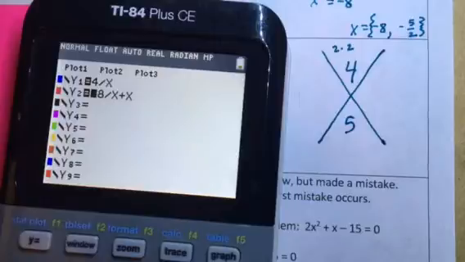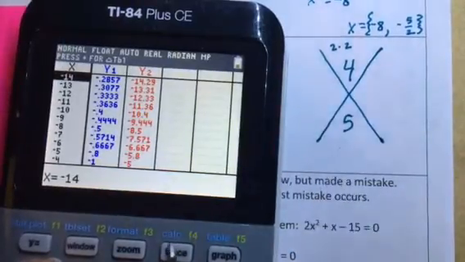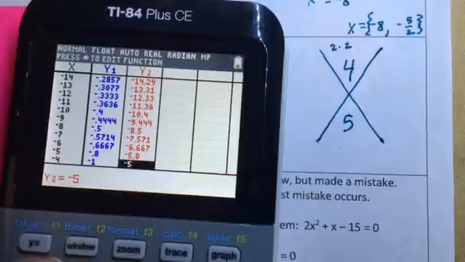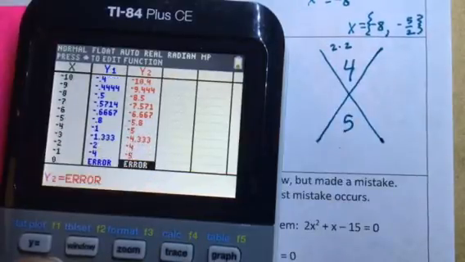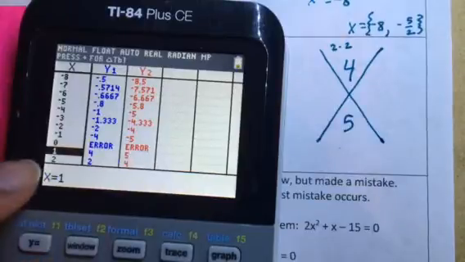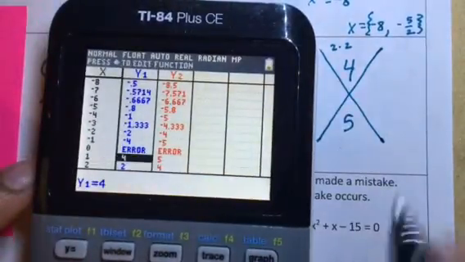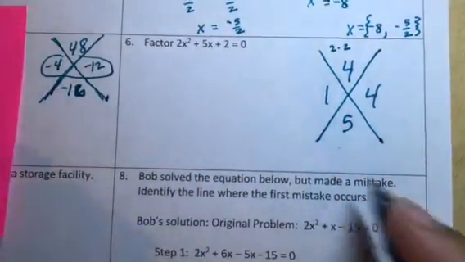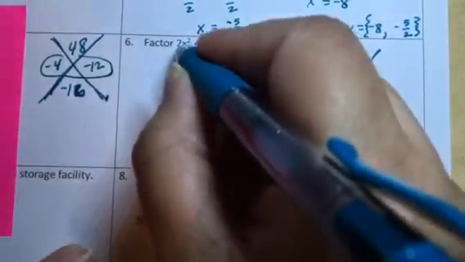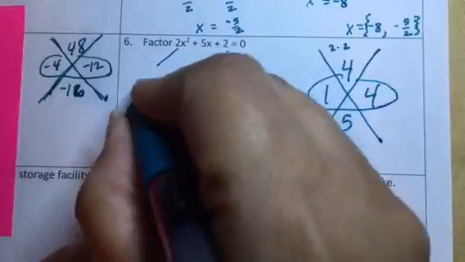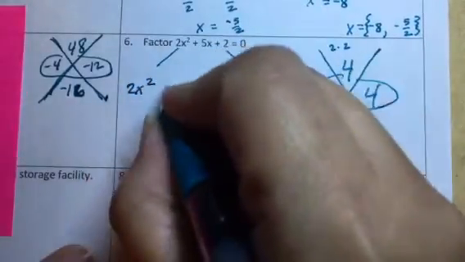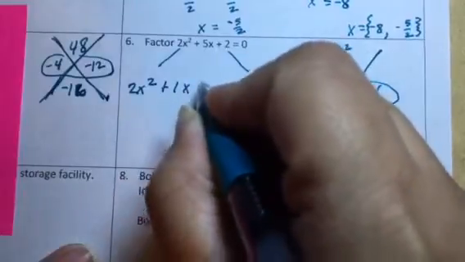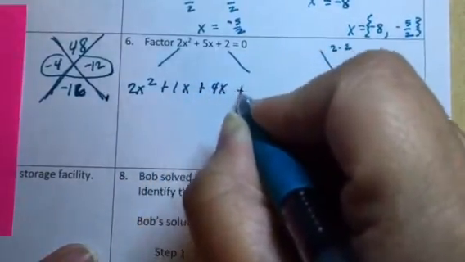We type in 4 divided by x, 4 divided by x plus x, and I go to second graph. I'm looking for a positive 5. There's a negative 5 right there, but I need it to be a positive. There's positive 5. So my numbers are 1 and 4. These are the numbers that I'm going to use. So again, I bring this out here. I have 2x squared plus 1x plus 4x plus 2.